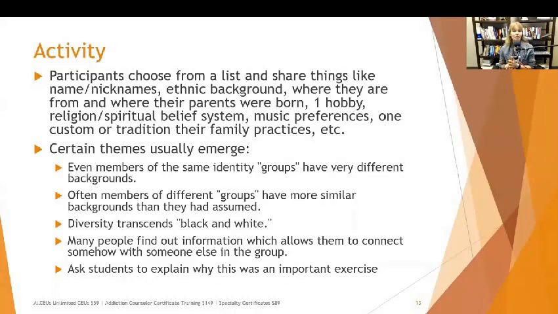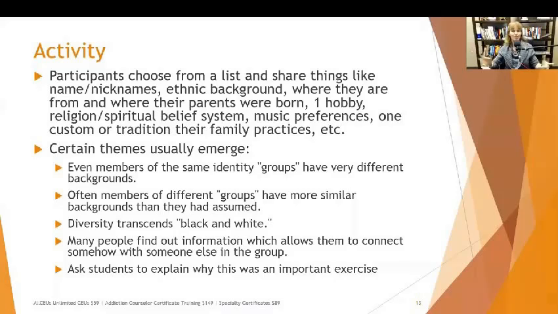Not everybody may be comfortable sharing their spiritual belief system, for example. So they don't have to. Tell them, pick 3 things from the list you want to share. The themes that emerge as you go around the room is that even members of the same identity groups have very different backgrounds. So maybe you've got 3 people who are tennis players.